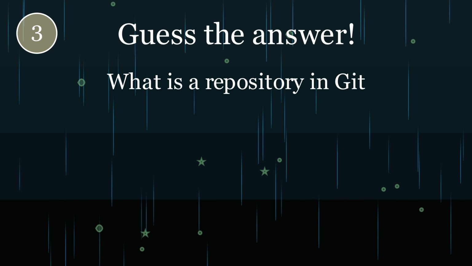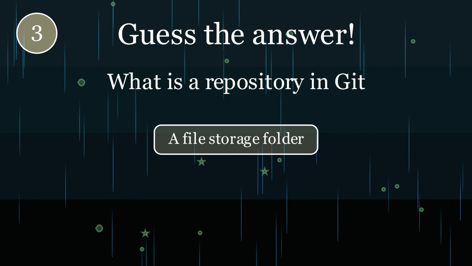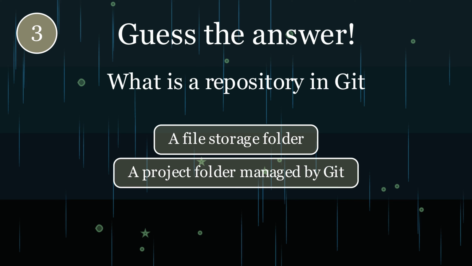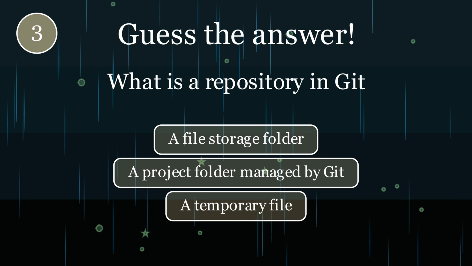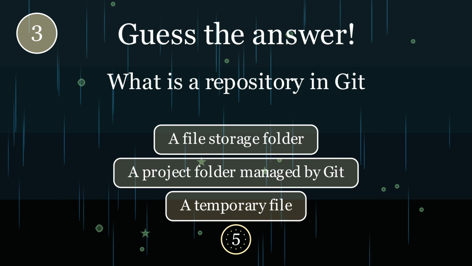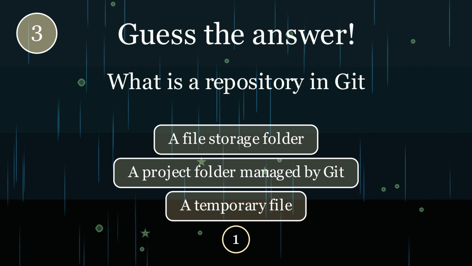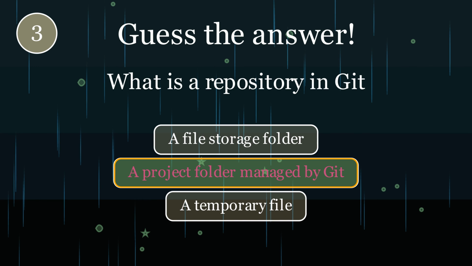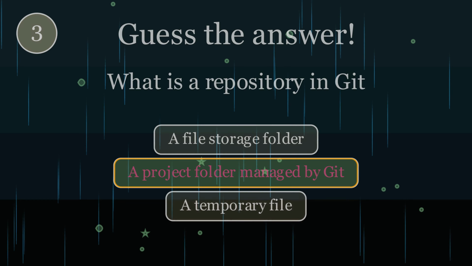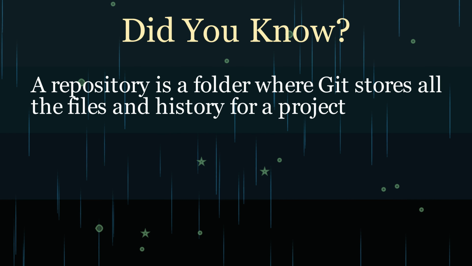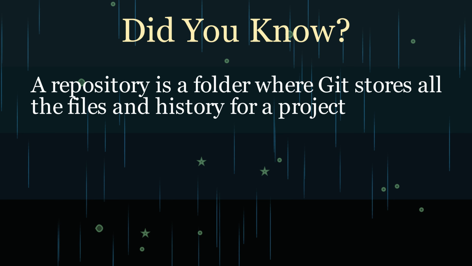What is a repository in Git? A file storage folder. A project folder managed by Git. A temporary file. The correct answer is a project folder managed by Git. Surprising trivia: a repository is a folder where Git stores all the files and history for a project.